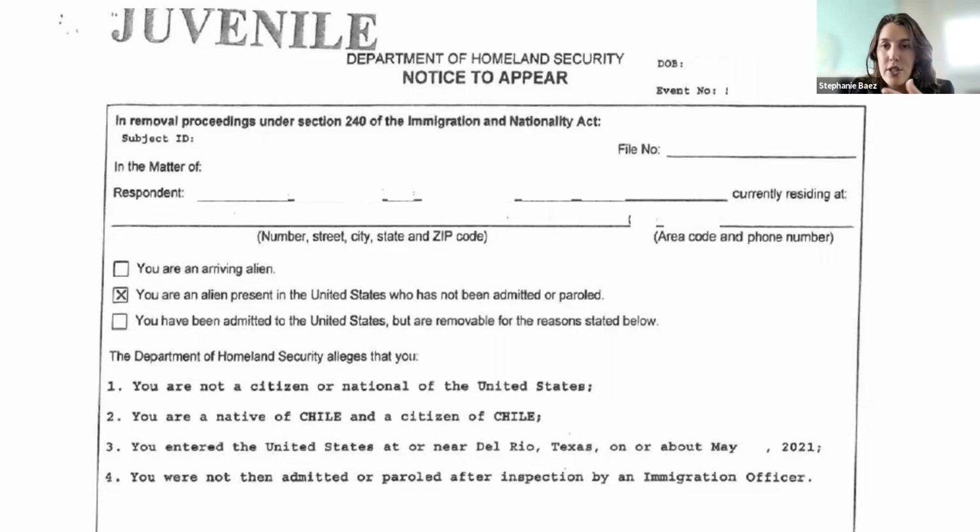So you want to have a real understanding of what the facts are. The first thing would be to admit or deny these factual allegations. And then you'll also be asked to contest or concede this charge. In this example of an NTA, the charge of removability is here, saying that under section 212, this is why this specific respondent is removable. The NTA is alleging that, and you will be asked to either concede or contest this charge of removability.